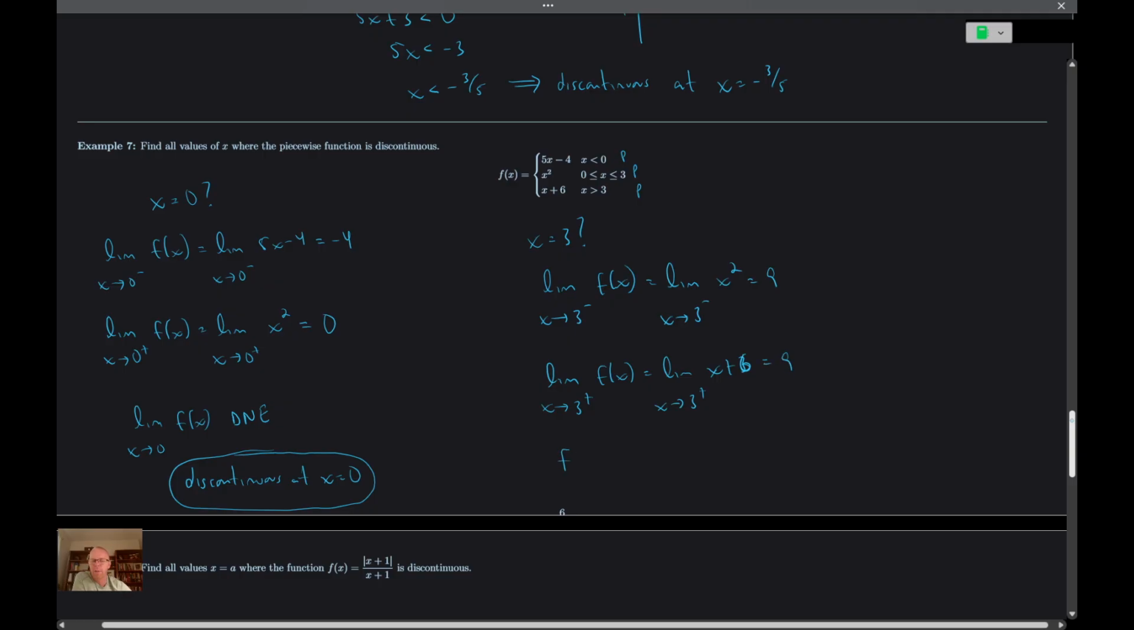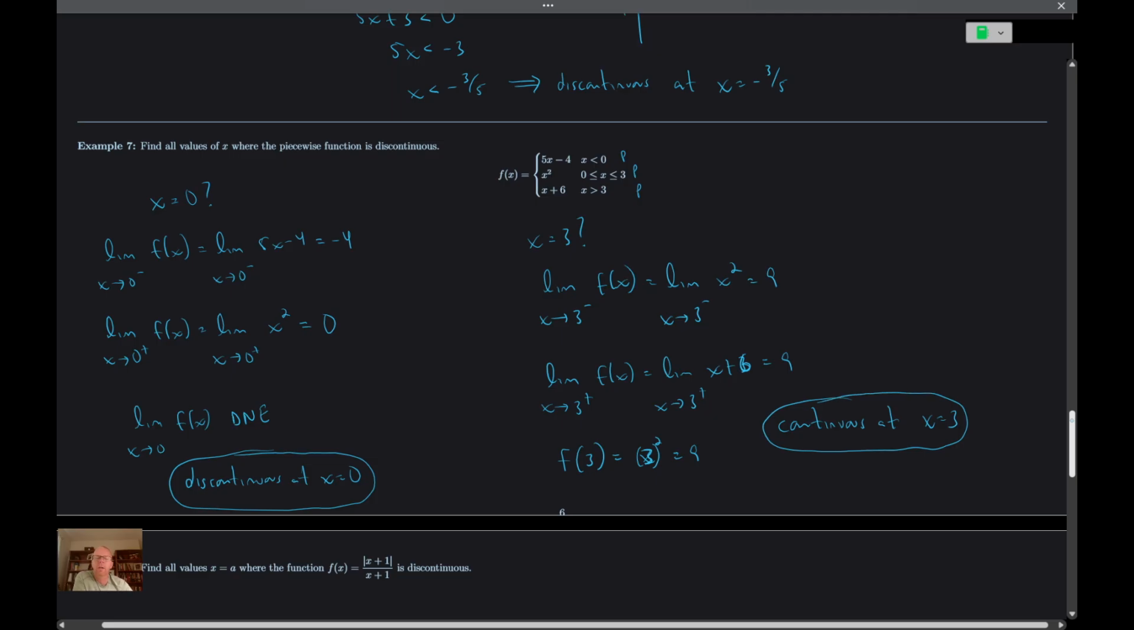So now the last part to consider, what is f of 3? Well, we're defined from x between 0 and 3, and we are including the endpoint. So f of 3 will be defined on x squared. Or I guess we should write 3 here. 3 squared, which would be 9. So we are continuous at x equals 3.